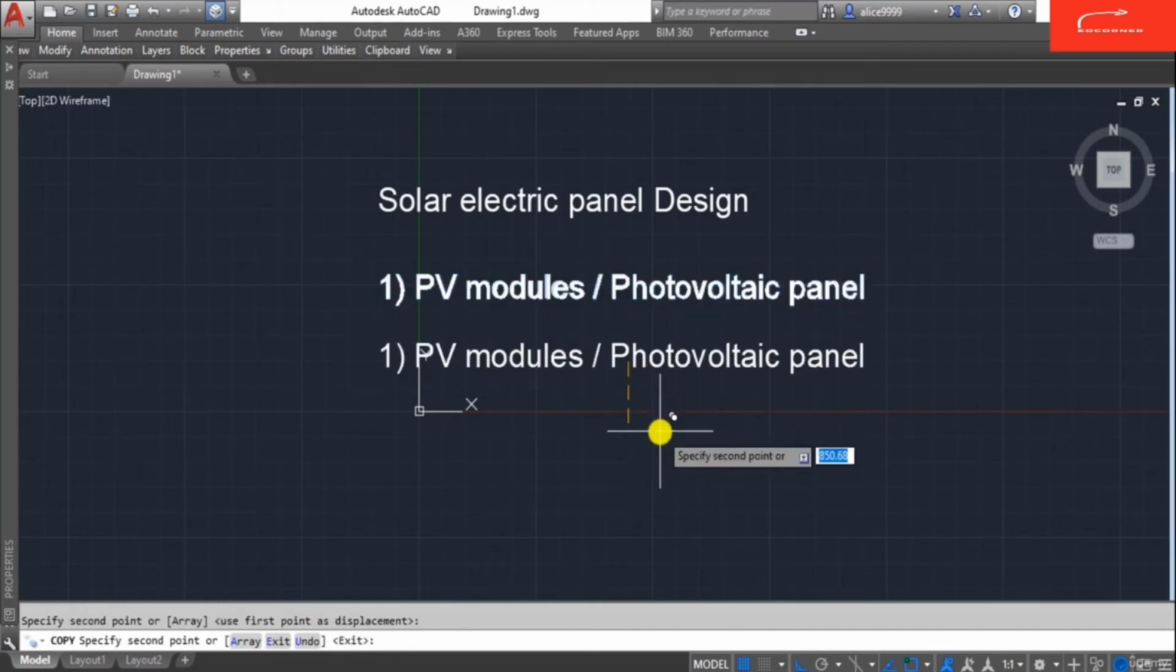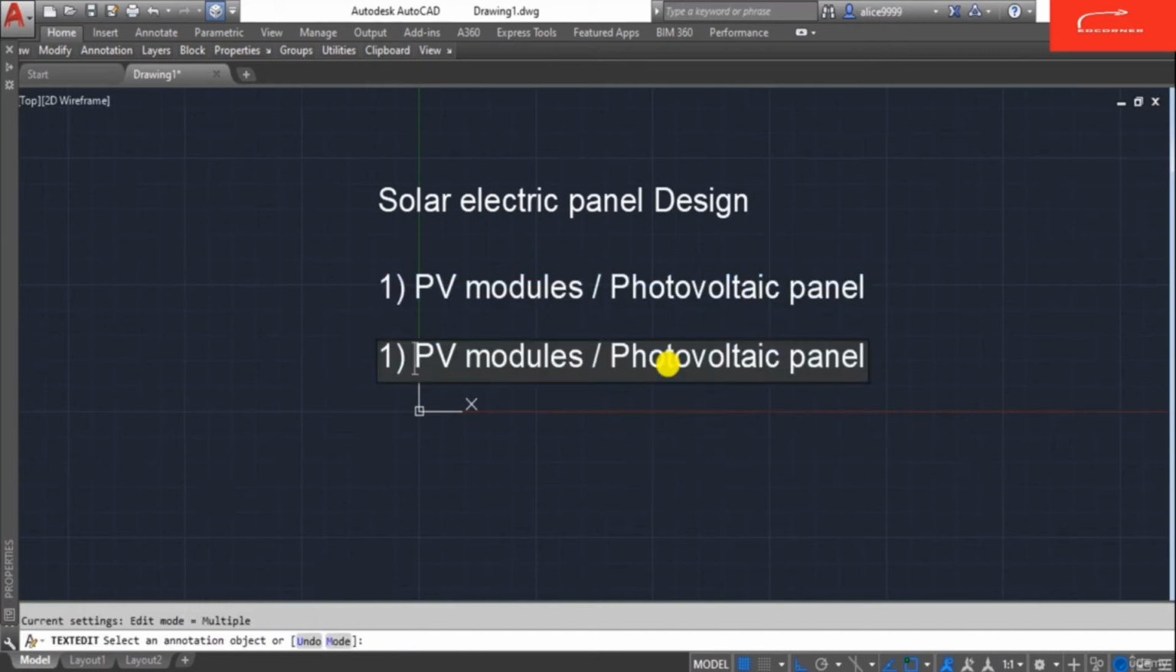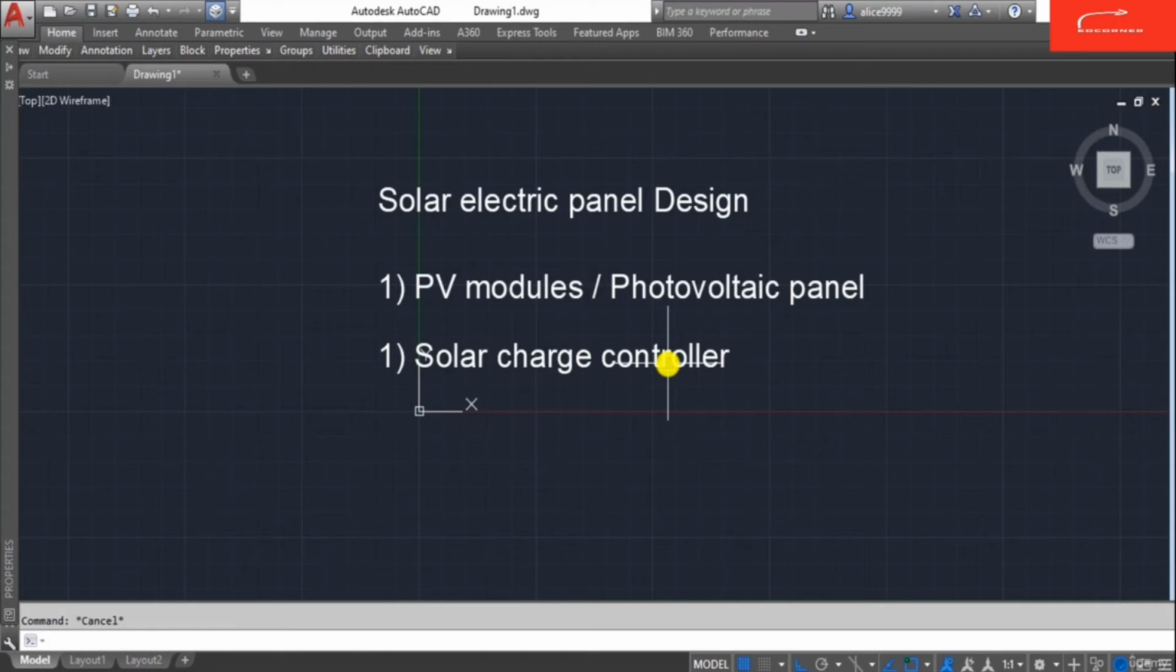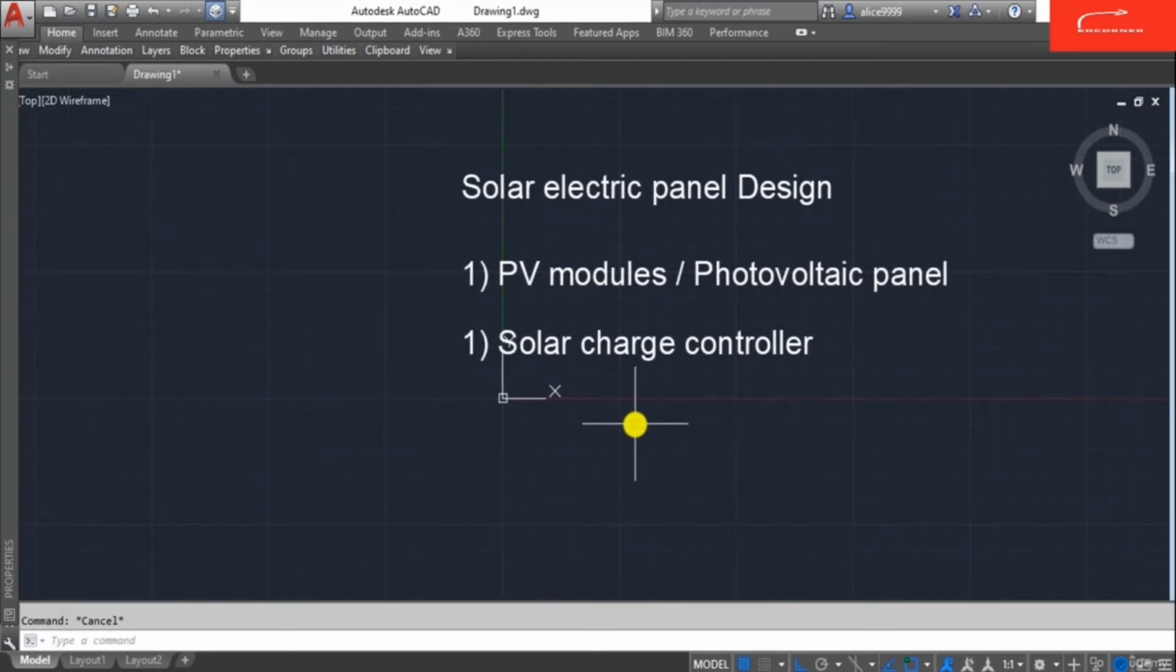The next important part for the solar electric panel is the solar charge controller. The solar charge controller regulates the voltage and current coming from PV panels going to the battery and prevents the battery from overcharging and prolongs the battery life. That's why we require the solar charge controller.